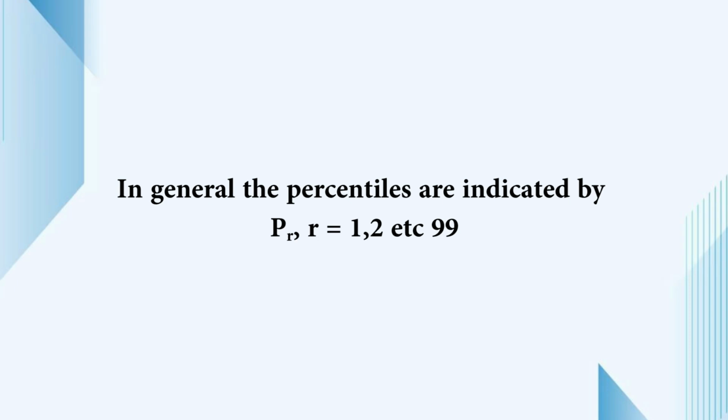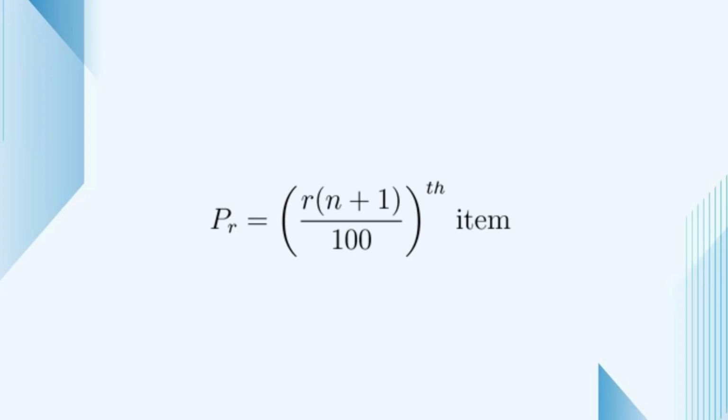Now, we shall see how to compute percentiles for ungrouped data. First, arrange the data in ascending order of magnitude. Then, if the number of observations is either even or odd, then percentile is computed using the formula percentile is equal to r into (n plus 1) divided by 100th value.